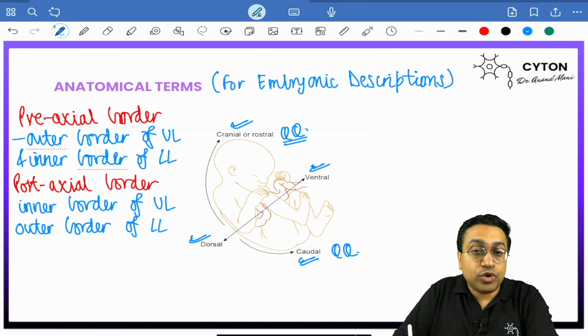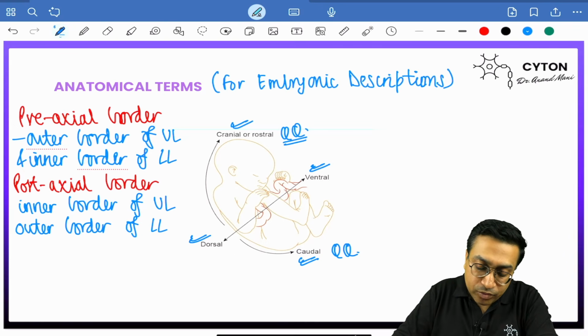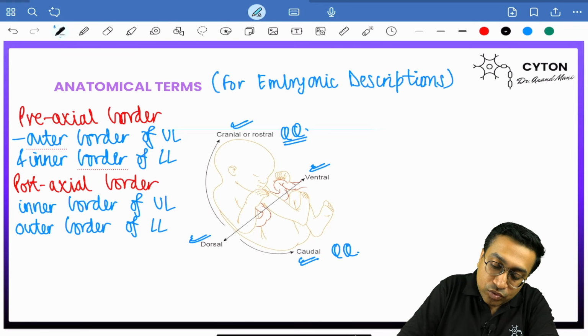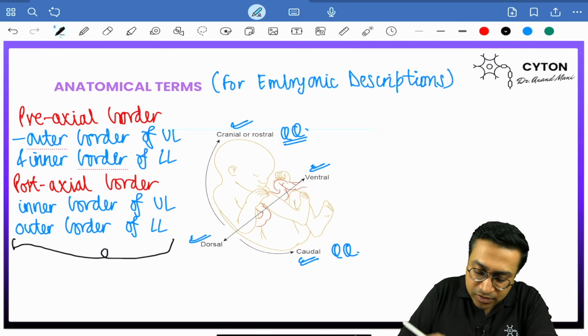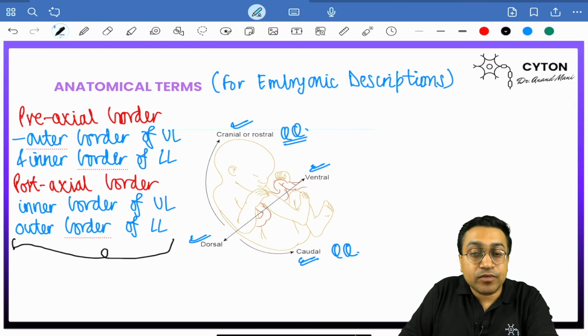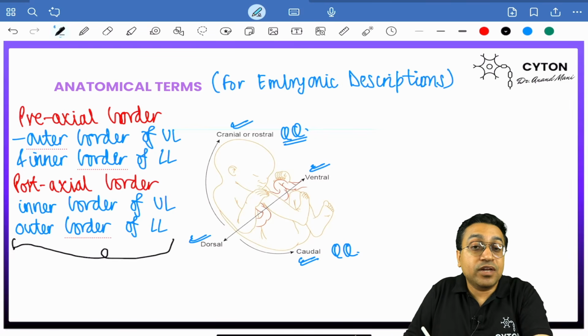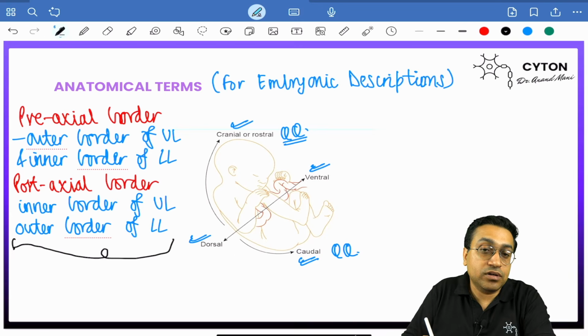Okay, so during embryonic development, what happens? Why is everything happening in this manner? Let me tell you one simple point here. The rest we will discuss in embryology. During embryonic development, the limbs rotate in opposite directions to each other.